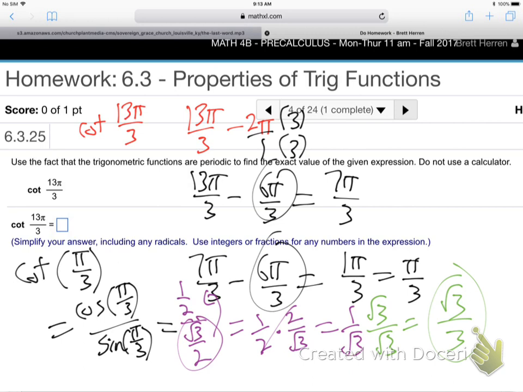There we go. Questions on that? Is that okay? Is this making sense? All right. I'm going to keep moving.